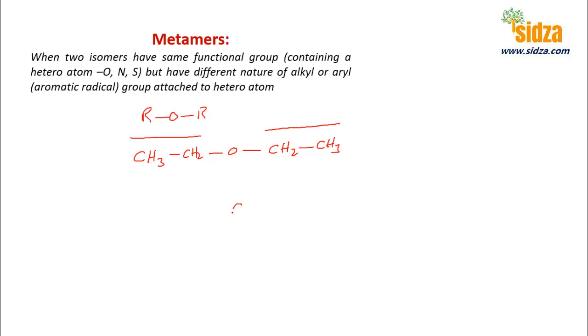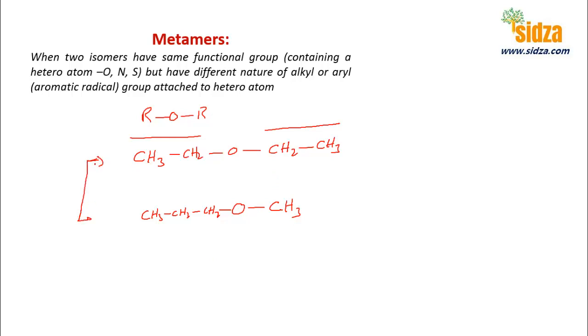If you write down another molecule having the same formula, but the groups around this oxygen will be different. Let me take CH3CH2CH2, three carbons, on one side, and on the other side only one methyl group. So this is ethyl and this is ethyl. Here you have a propyl group and here a methyl group. So these are the two molecules which are called metamers.